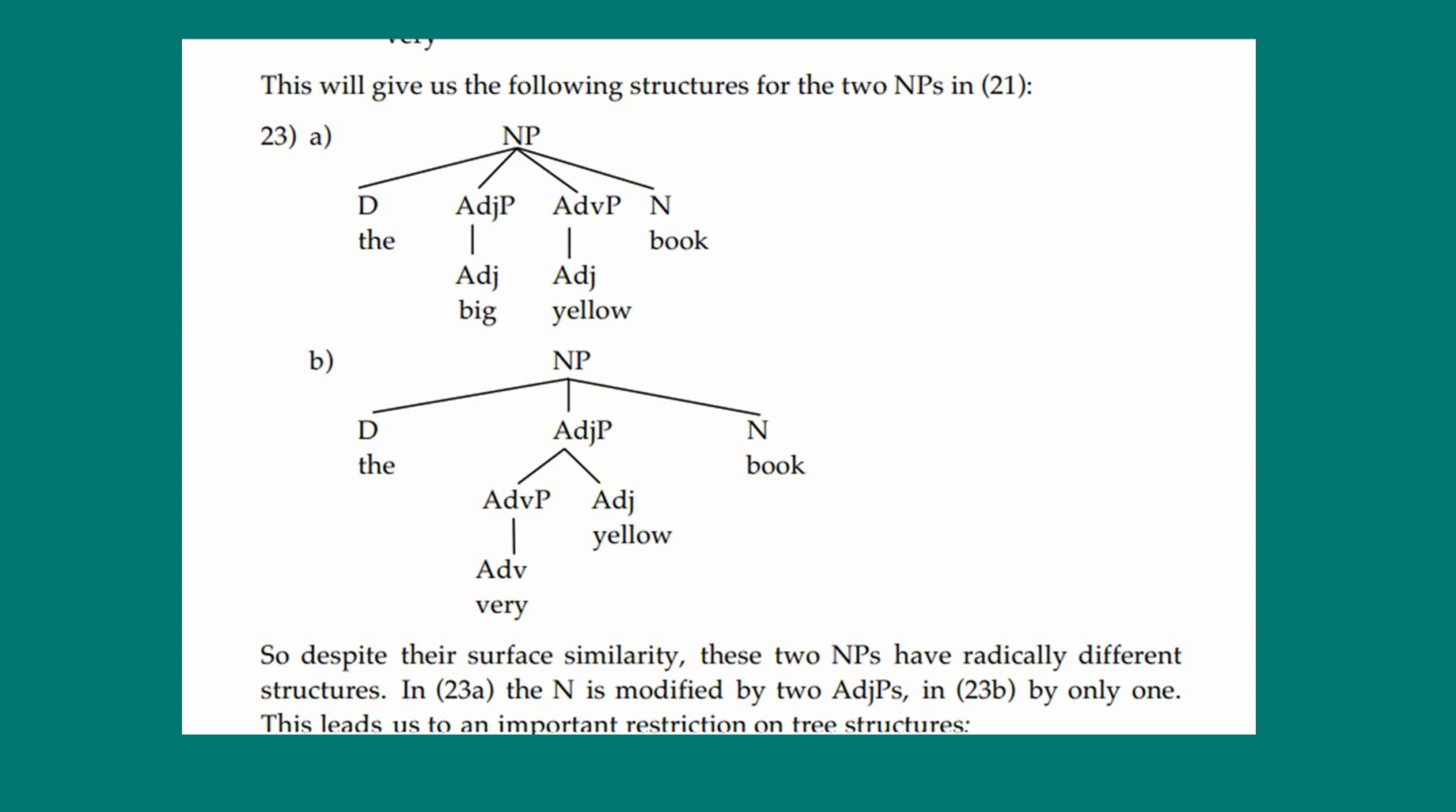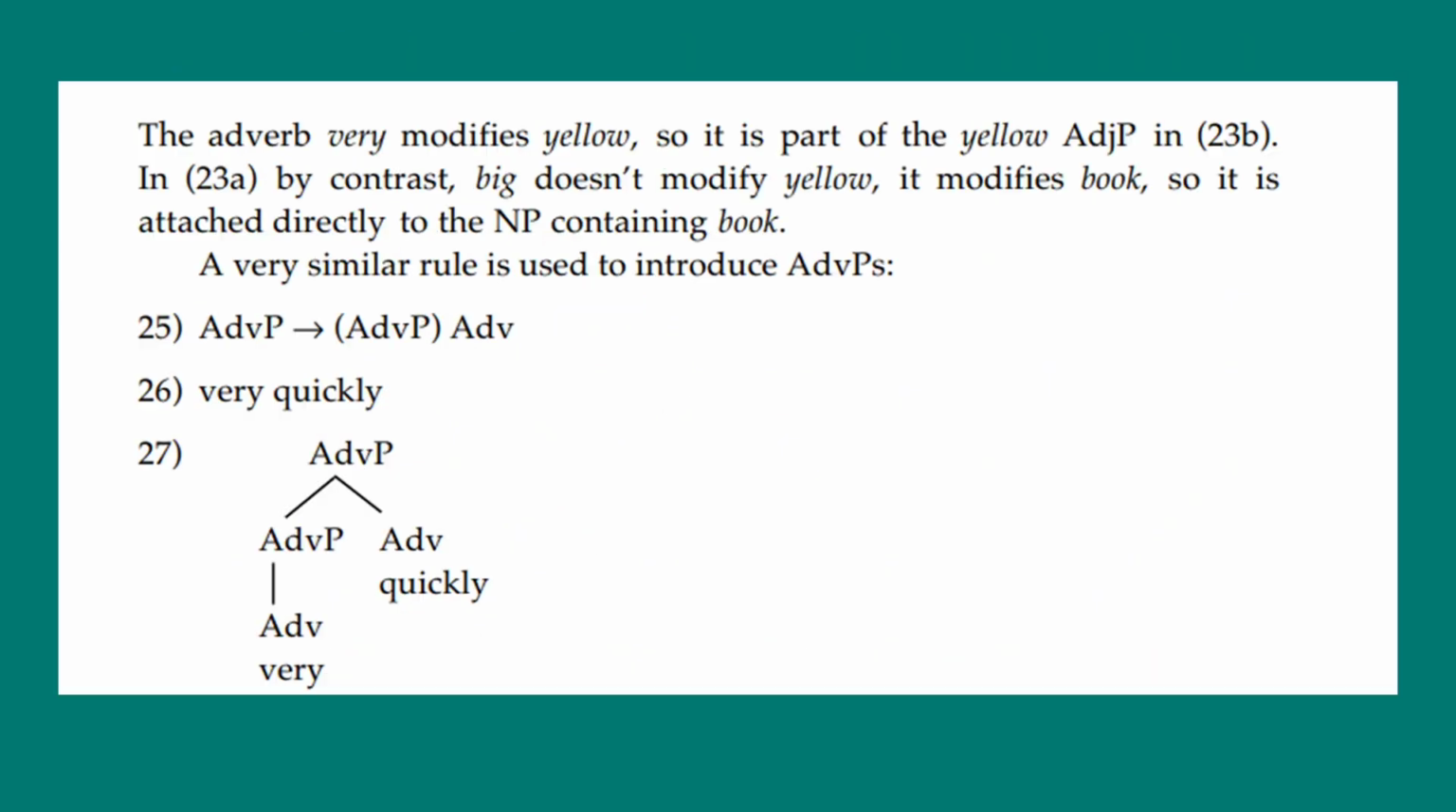So this leads us to an important restriction on tree structure. The adverb very modifies yellow, so it is part of the yellow adjective phrase in 23B. In 23A, by contrast, big doesn't modify yellow, it modifies book, so it is attached directly to the NP containing book.